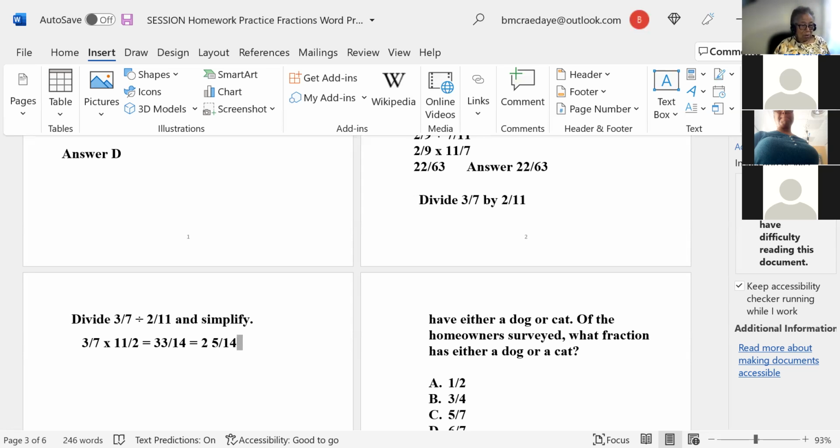Because you divide 33 by 14, it goes 2 times, and 2 times 14 is 28, and 28 from 33 is 5. That's why you have a remainder of 5 and you put it over the denominator. So it's 2 and 5/14. Questions? The answer is 2 and 5/14. Yes. So what did you do?